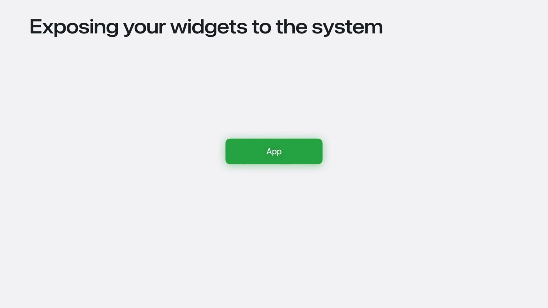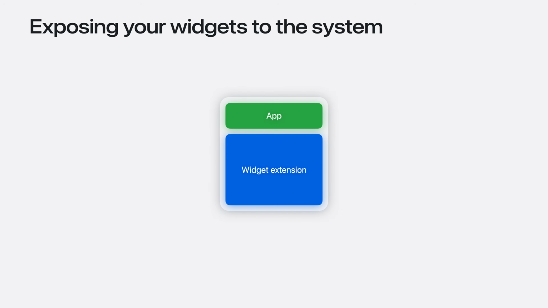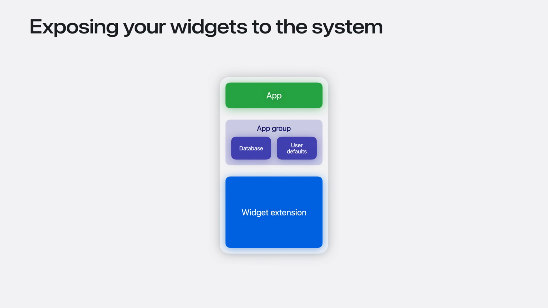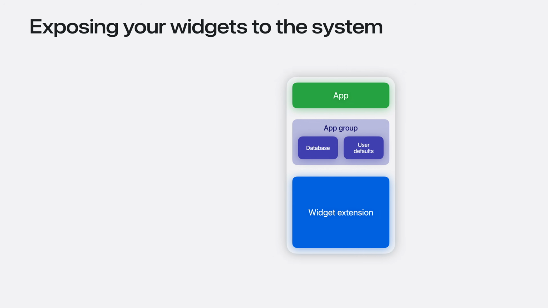Whether an app is built with SwiftUI or UIKit, it can have widgets, and the widgets will be built with SwiftUI. Your app provides widgets to the system from a widget extension. This extension runs as a separate process from your app. Because your widget extension is running as a separate process, you will need to use a shared container in an app group to provide data from your app to your widget extension. You can use something like a shared database or user defaults.